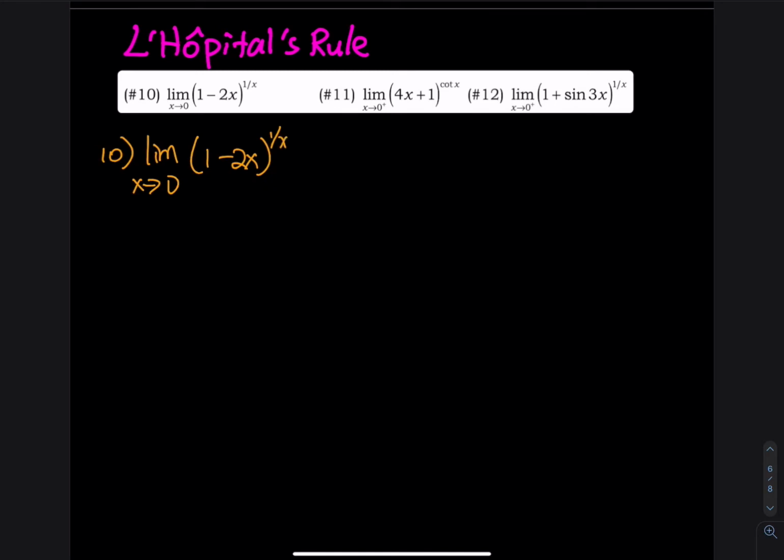All right, so this one here is what you have to know. This is a variable raised to another variable, right? We have an x in the base and an x in the exponent, so it is raised to another variable. This is a sign of doing what? This is a sign of doing log differentiation.